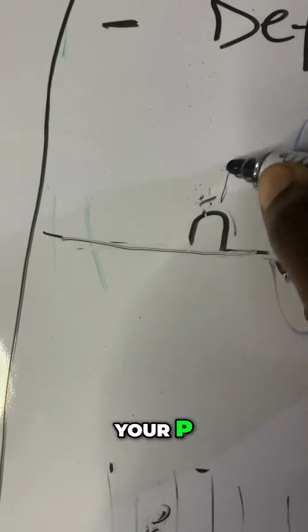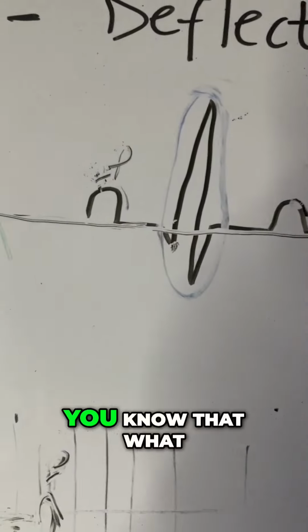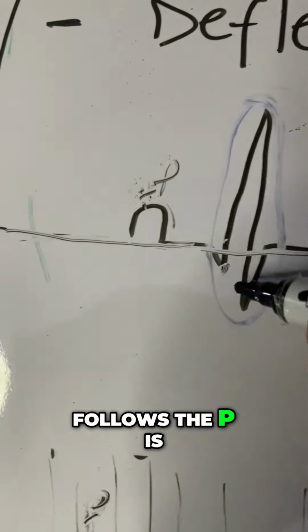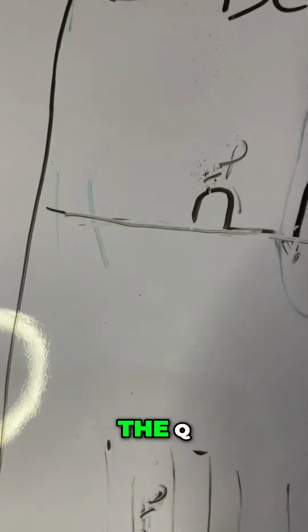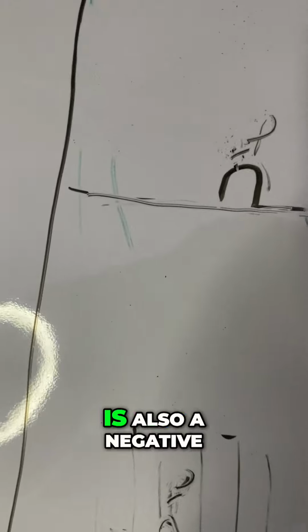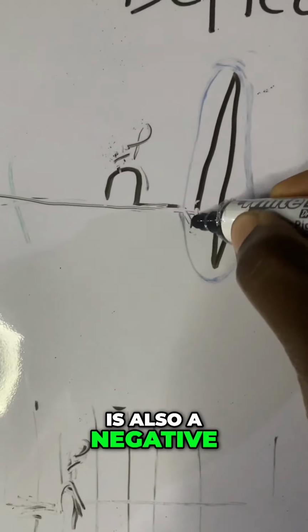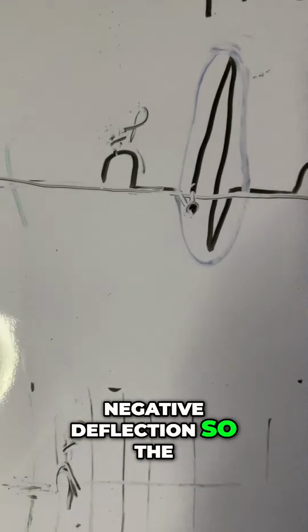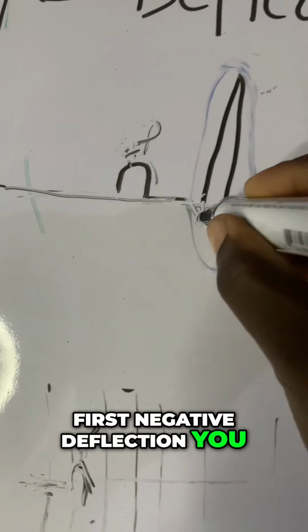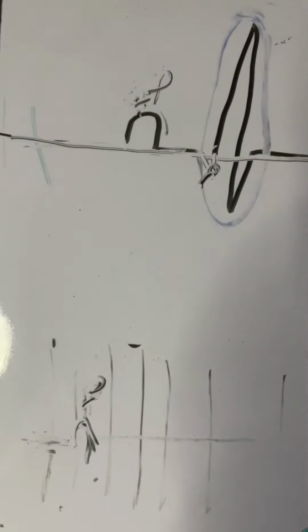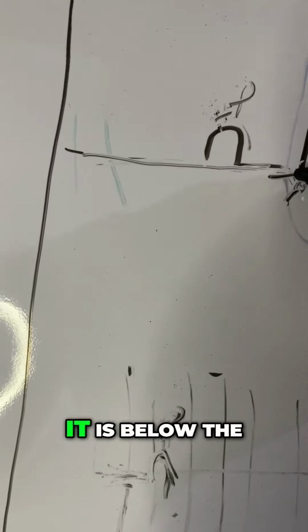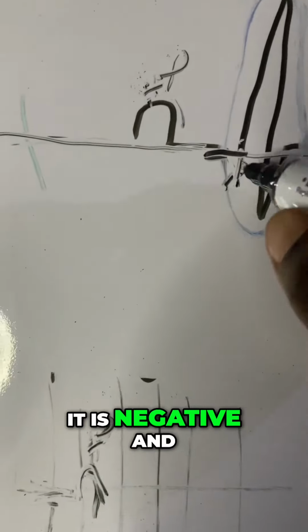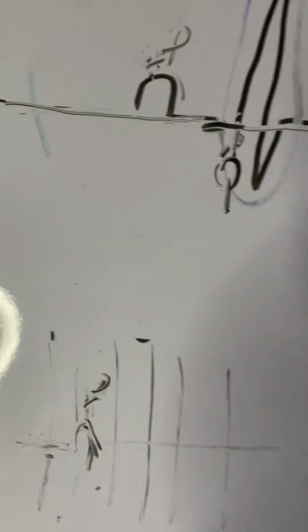Once you know your P, you know that what follows the P is a Q. The Q is a negative deflection. So the first negative deflection you get is your Q. So this place, because it is below the isoelectric line, it is negative and it is Q.